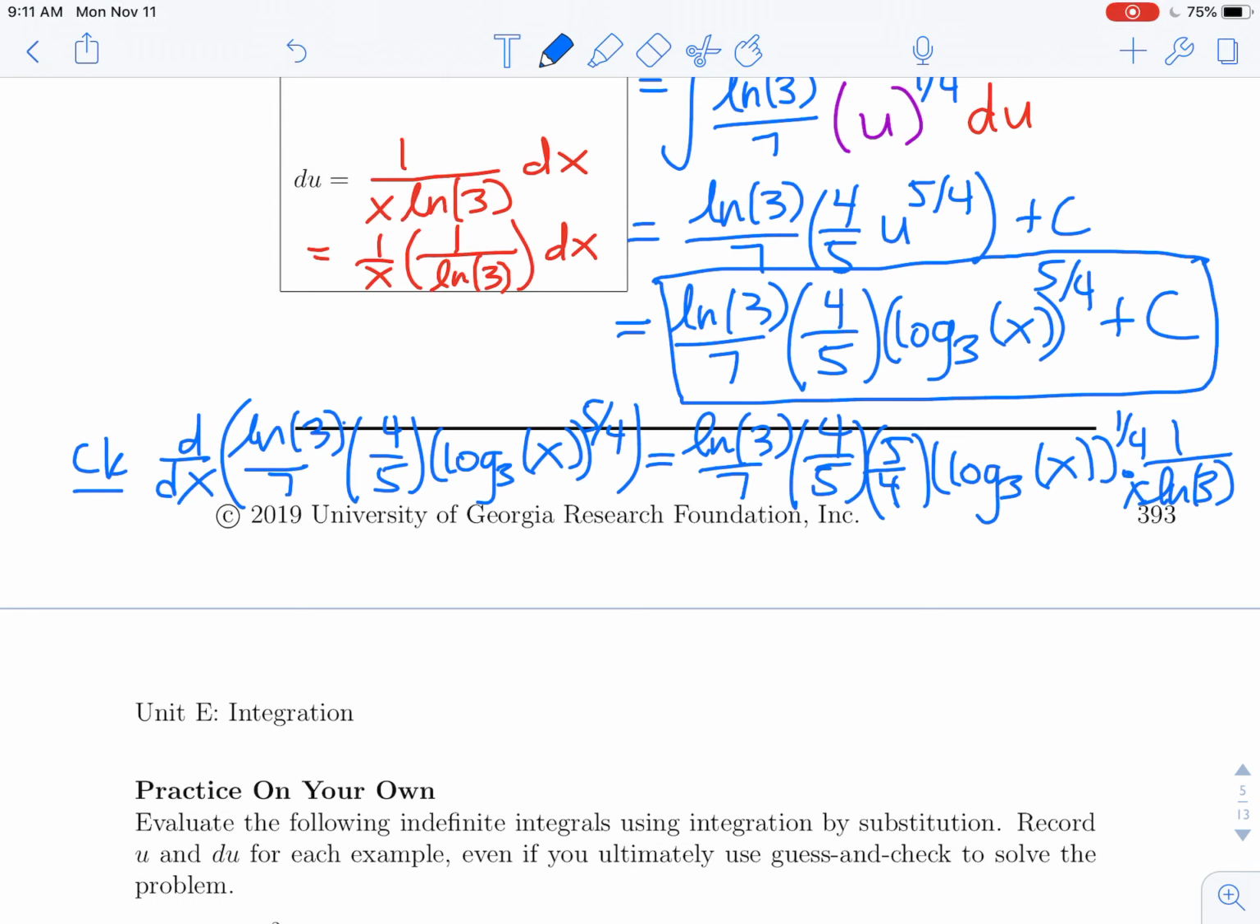So now let's do some canceling. 4/5, 5/4. Got a times natural log of 3 and a divided by natural log of 3. So I see 1 over 7x times log base 3 of x raised to the 1/4. And that's definitely the same thing that we started out with in our integrand, and so it checks out. Aren't you glad we checked? If you don't check your answer, you can do all of this work and then have a small mistake somewhere and get the problem wrong. So even if you don't really feel like it, it's a really good idea to do that check step.